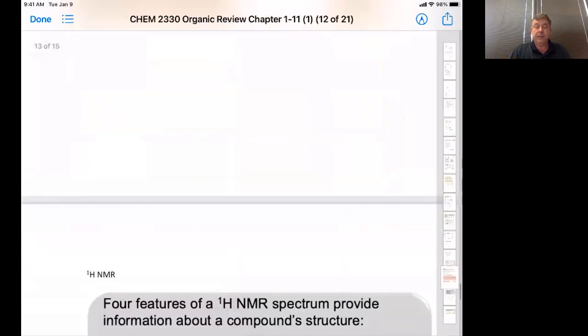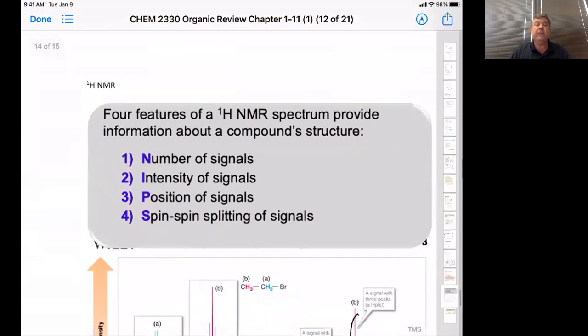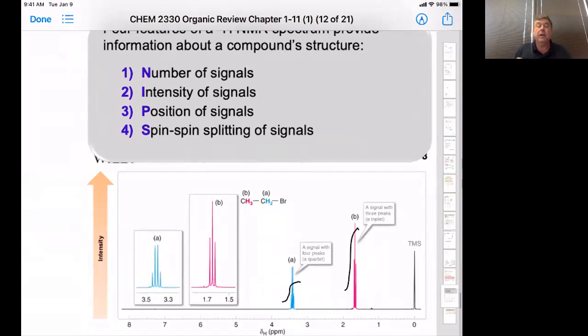Then we went and, instead of looking at individual bonds, we're now looking at connectivity. Here we're seeing which hydrogens are near which hydrogens in proton NMR. The four things you need to worry about there are the number of signals, which tells you how many different types of hydrogen you have. Not different numbers of hydrogen, different types of hydrogen. The intensity tells you the number of hydrogens you have of each type.